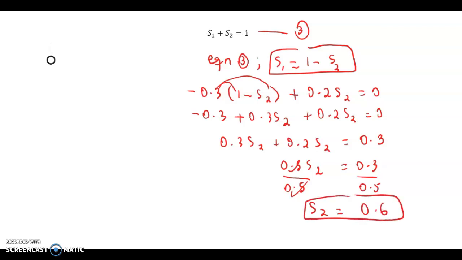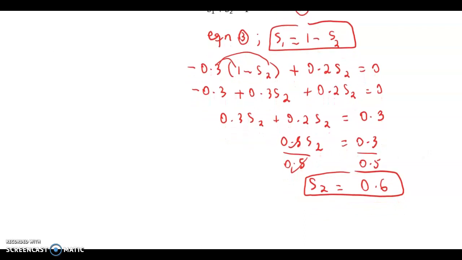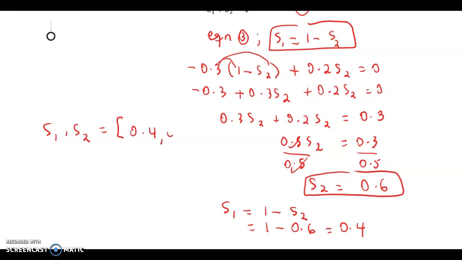And now with this x2, we can find x1 by substituting x2 into the equation x1 equal to 1 minus x2. So x1 is 1 minus 0.6, and that is 0.4. Now your stationary matrix, which is x1, x2, is equal to 0.4 and 0.6.